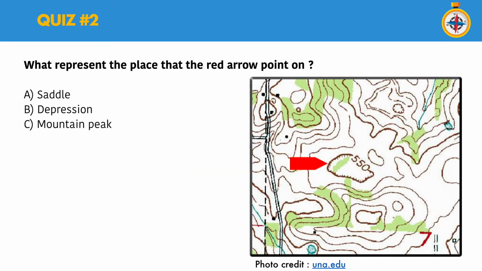Quiz number 2. What represents the place that the arrow points on? A. A saddle, B. A depression, C. A mountain peak.